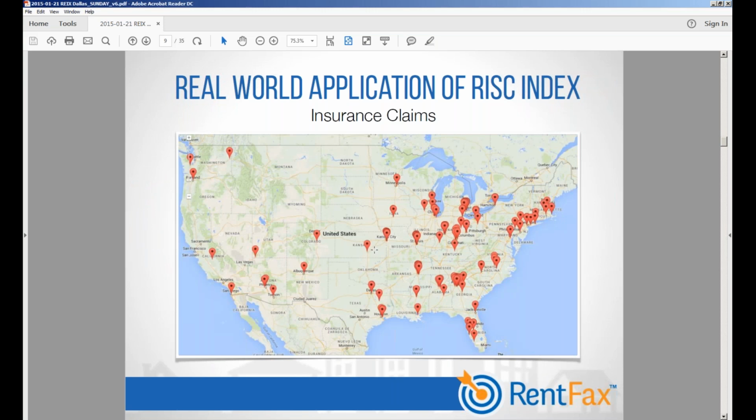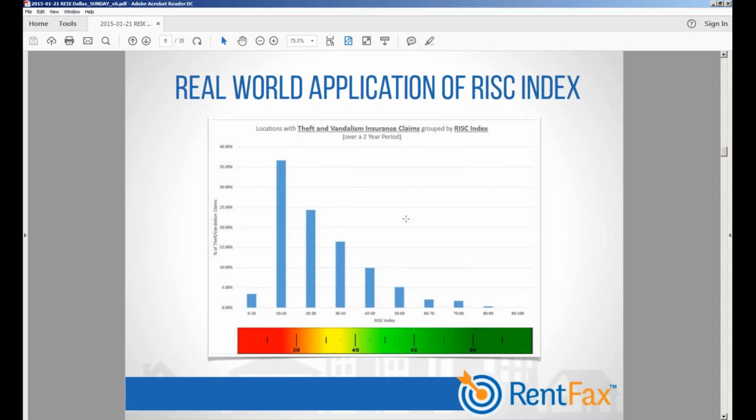So this is just a map showing all the pins of all these different locations and where these claims occurred. And so again, it was a nationwide sampling across several major MSAs. Here's the results. So again, we talked about our graph here of low stability, no stability down on the zero side to high stability up here.